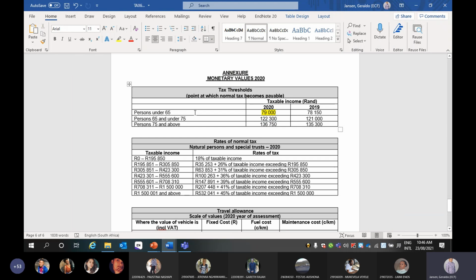So what that means is if a person under 65 years earns less than 6,583 per month, they will not pay tax. If your salary is 6,583 or less per month, then you will not pay any tax for that specific year. However, if your salary is 6,584, for instance, for every rand that is more, you will start to pay tax. Now, guys, let's look at our example.